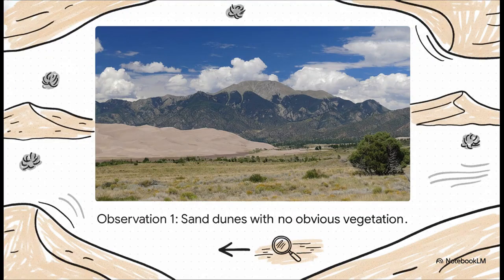Okay, let's start over on the left side of the image. My eye is immediately drawn to that huge field of sand. We can see it's shaped into these big, rolling dunes. But what's missing? There's no obvious plant life, right? No trees, no grass, just sand. That's our first key observation.